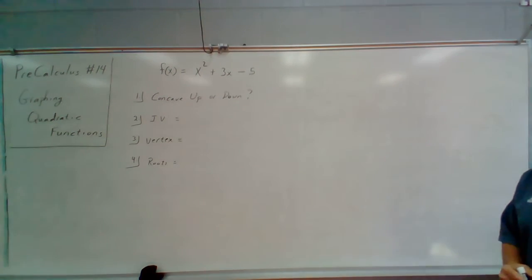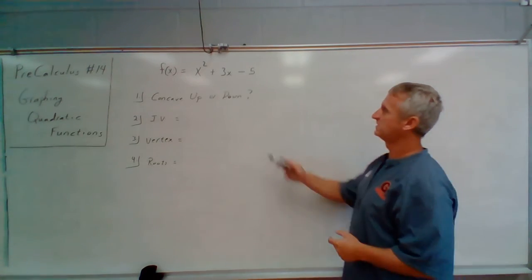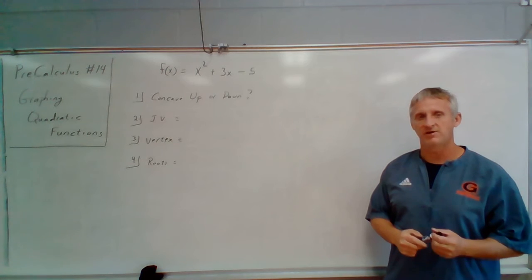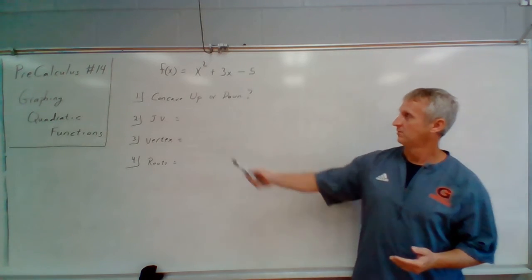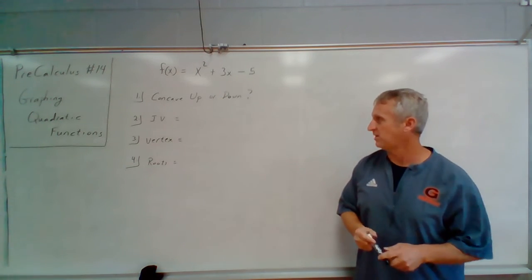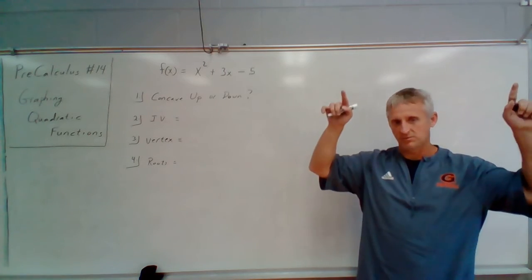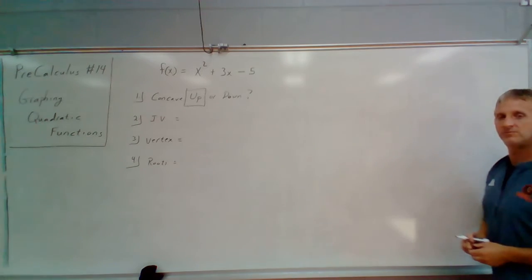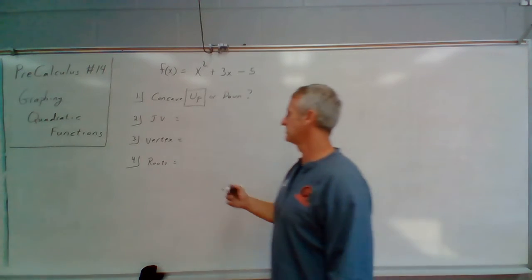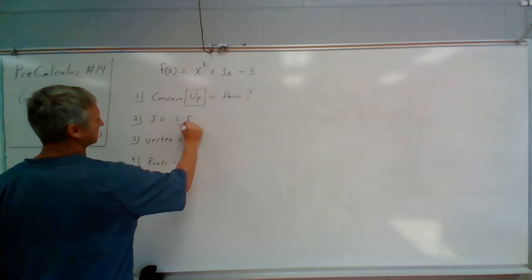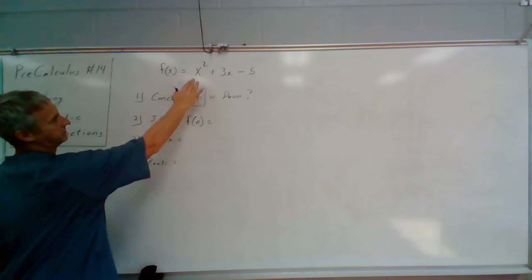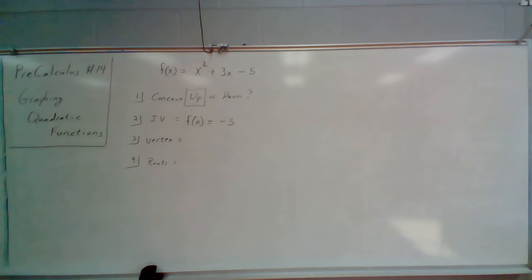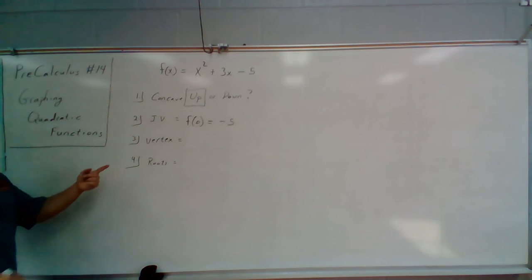All right, let's graph this quadratic equation. So this is in standard form, ax squared plus bx plus c. Is this concave up or concave down? Well, my a is 1, it's positive, so this parabola opens up. Initial value. Well, initial value, you just plug 0 in for x. So f of 0 would be negative 5.